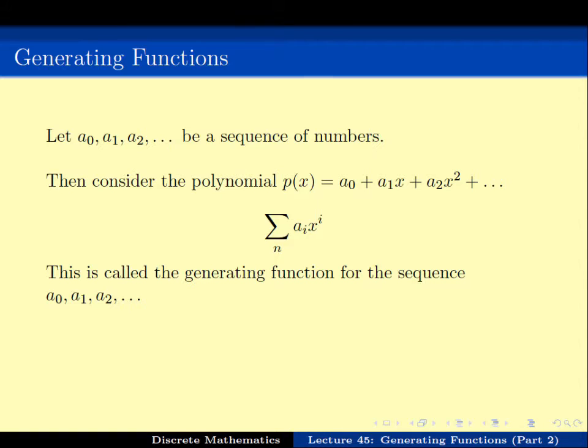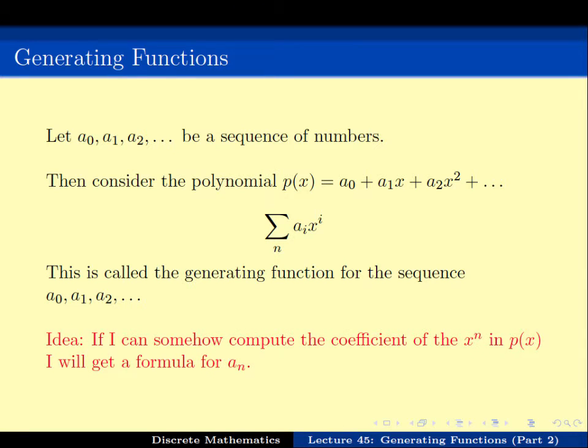So I have done nothing; I have converted the sequence into a polynomial. Now, if somehow I can compute the coefficient of x power n in this polynomial, I will get a formula for an, because an is the coefficient of x power n in the polynomial P of x. Now let's see how we get the formula for the coefficient of x power n.